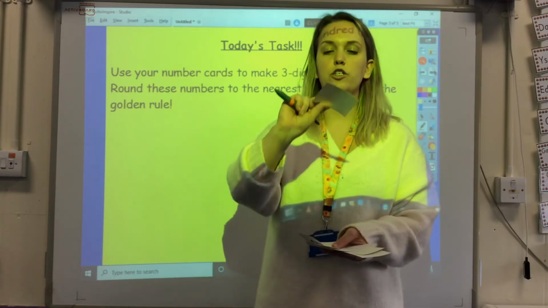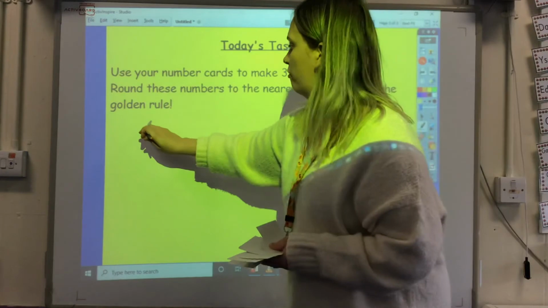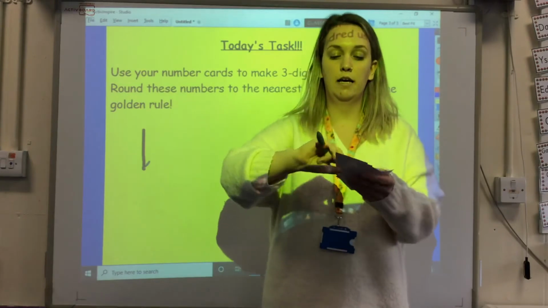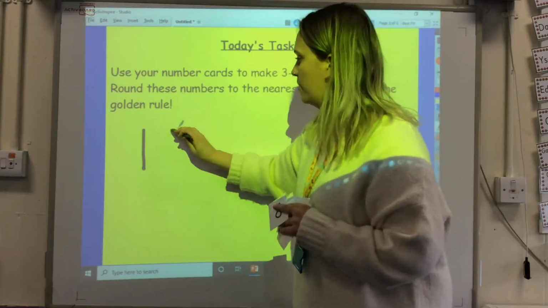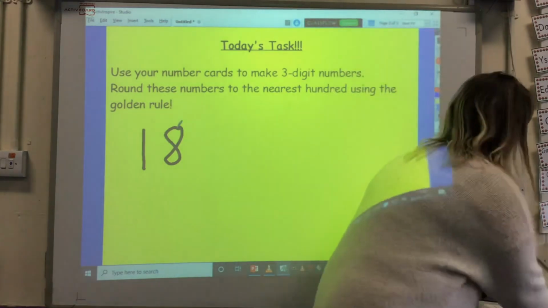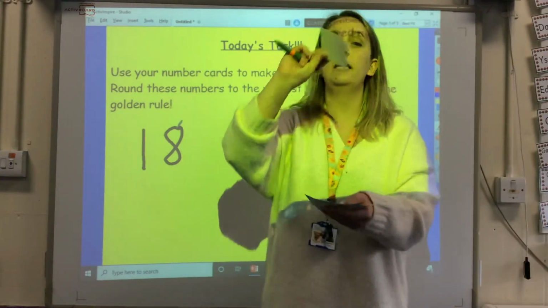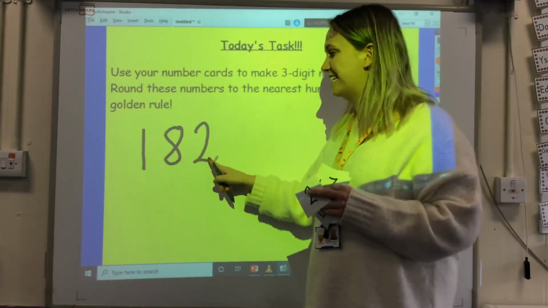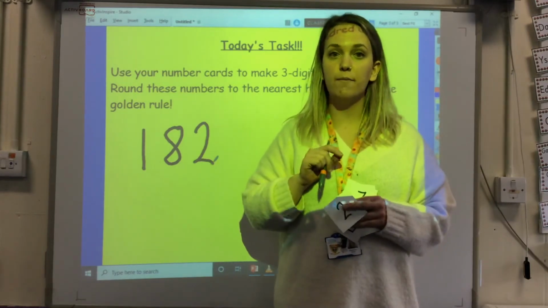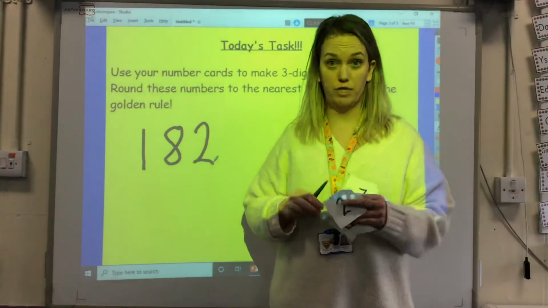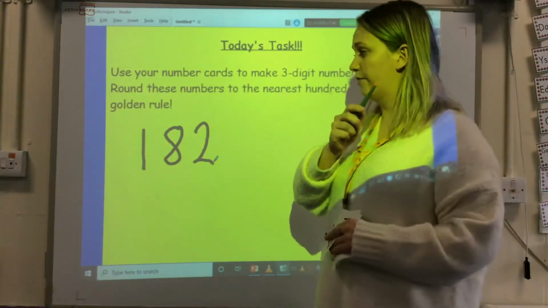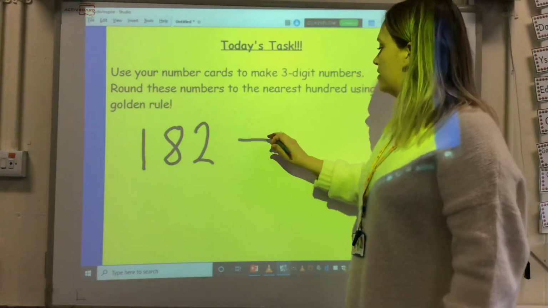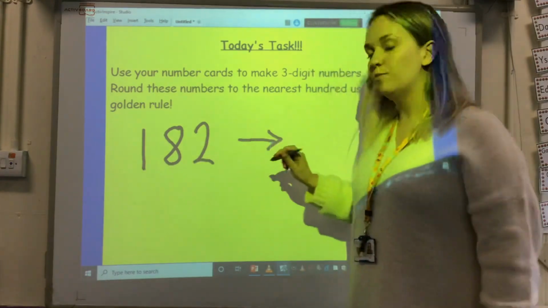So the first card I'm going to choose is a 1. So I would write the number 1. The next card I'm going to choose is an 8. So I would write the number 8 there. And the last card I'm going to choose is a 2. So I've now made my number 182. What we're going to do with that number is round it to the nearest 100. So using my golden rule, if the tens number is 5 or more, we round up to the nearest 100. So I could draw a little arrow. This number would become 200.